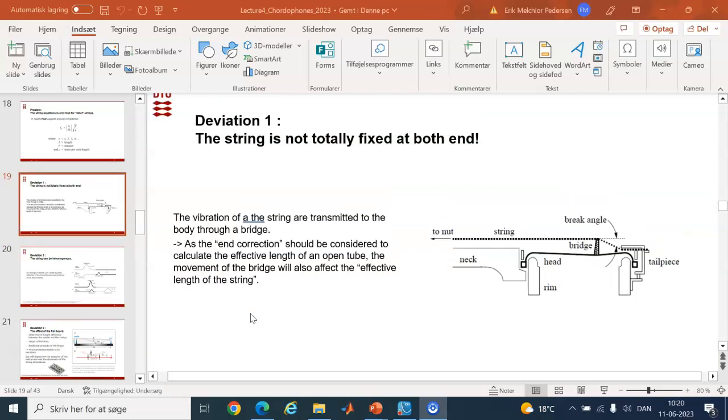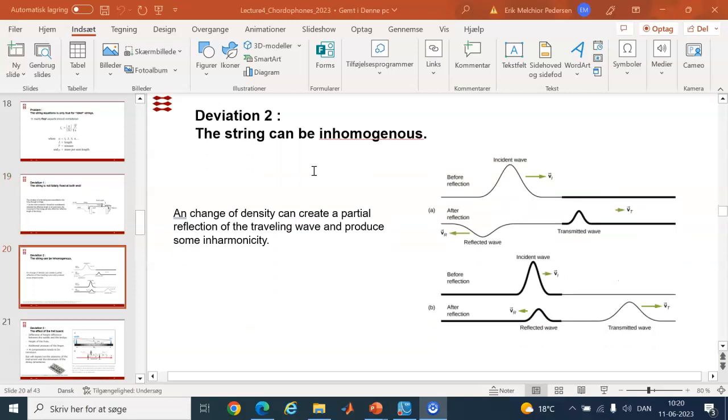It was deviation 1. The string is not totally fixed at both ends. Deviation 2. The string can be inhomogeneous. A change of density can create a partial reflection of the traveling wave and produce some inharmonicity.